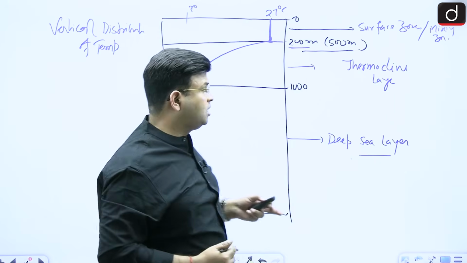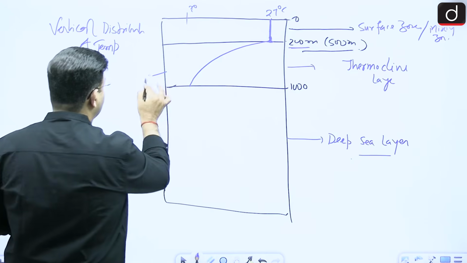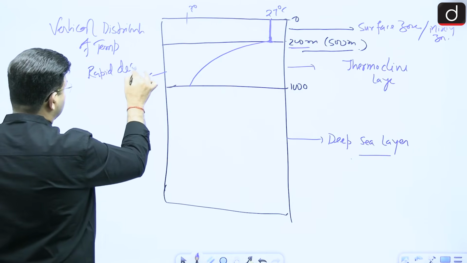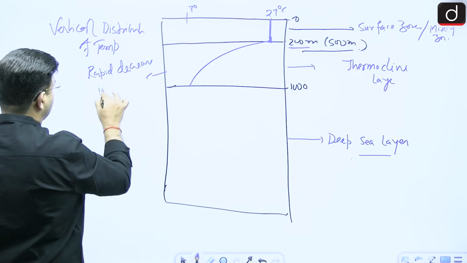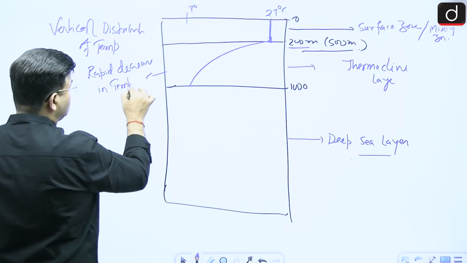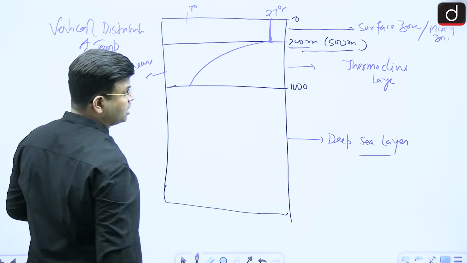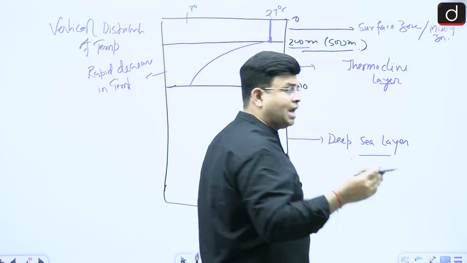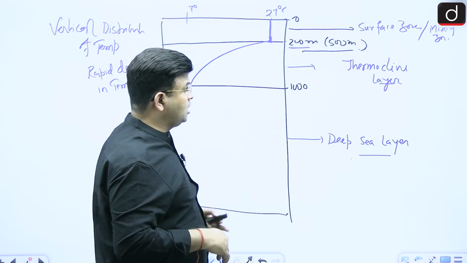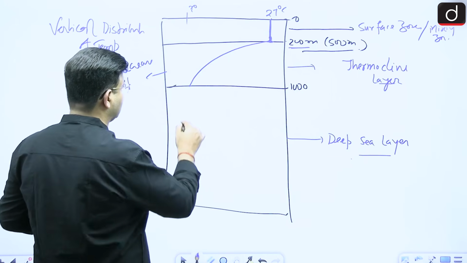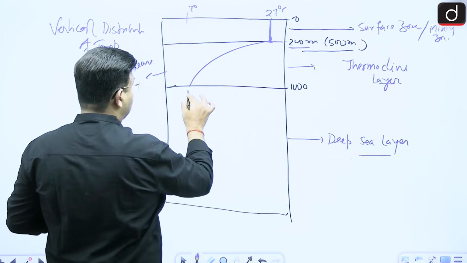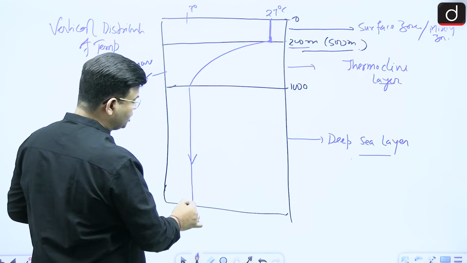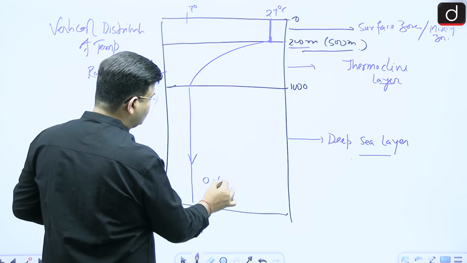So there is a rapid decrease in temperature. The rapid decrease in temperature which is taking place is therefore known as the thermocline layer. Just as in ocean salinity we saw the halocline layer, here it is the thermocline layer, and thereafter the temperature will be in the region of 0 to 4 degrees Celsius.